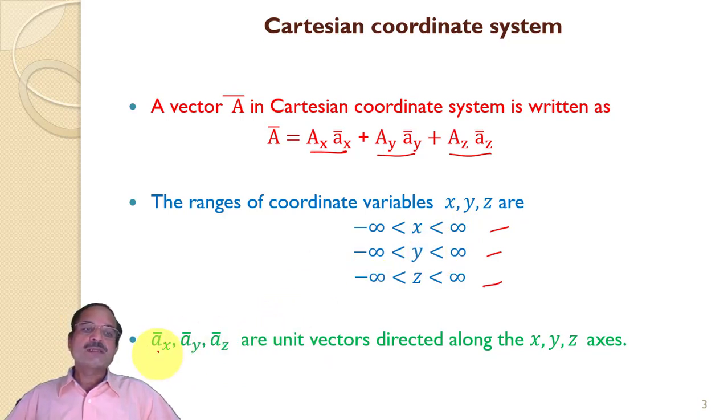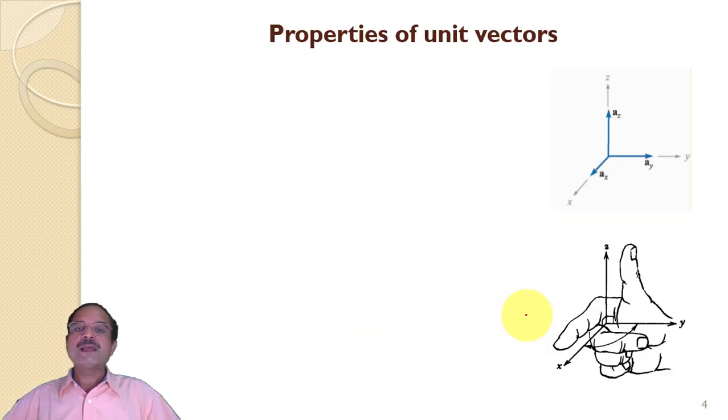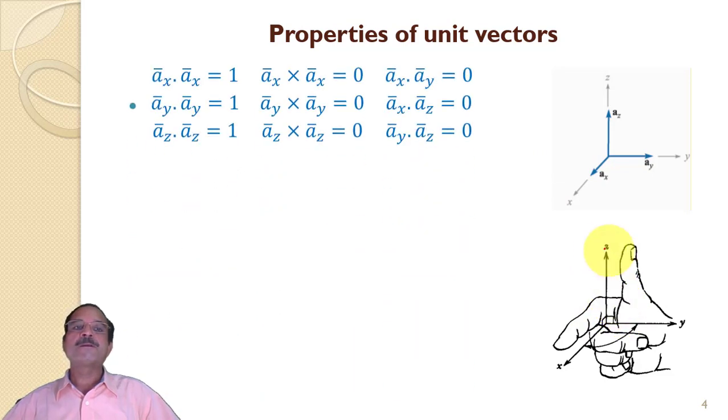And as we already discussed, ax bar, ay bar, and az bar are the 3 unit vectors along the xyz axes. This is how we can represent them. So ax is a unit vector in x direction; ay is a unit vector in y direction; az is a unit vector in z direction. We are following a right-handed coordinate system. So the 3 fingers of the right hand represent these 3 directions as shown in this figure.